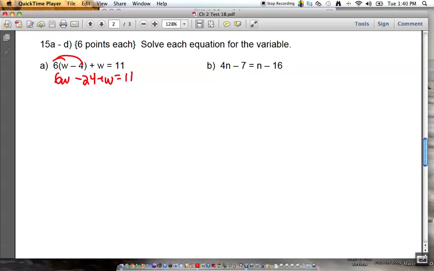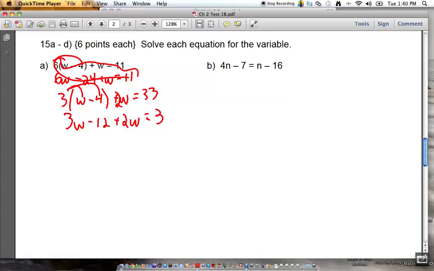Oh, I'm sorry, it's the wrong numbers again. What was the right numbers? It's 3 times W plus W. Plus 2W equals 33. Okay, so now I distribute the 3 instead. So I get 3W minus 12 plus 2W equals 33.